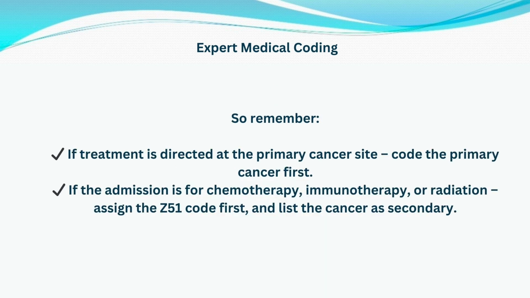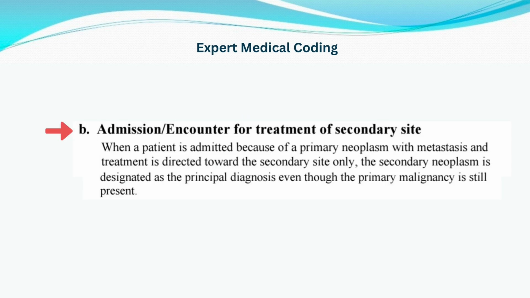So remember, if the treatment is directed at the primary cancer site, code the primary cancer first, and if the admission is for chemotherapy, immunotherapy, or radiation therapy, assign the Z51 category code first and list the cancer as secondary. Now let's move towards the next guideline, and that is admission encounter for treatment of secondary site.